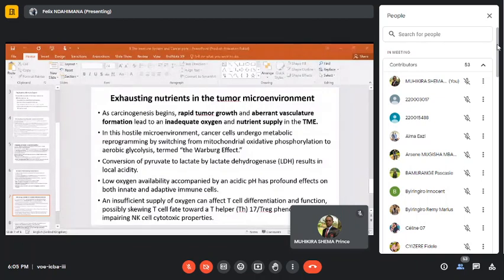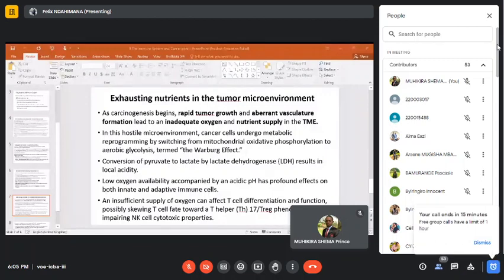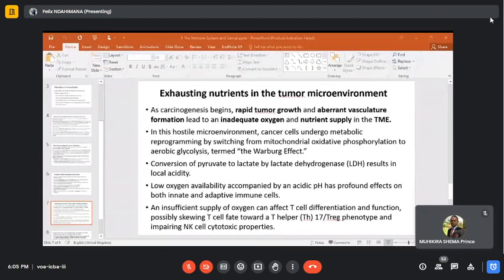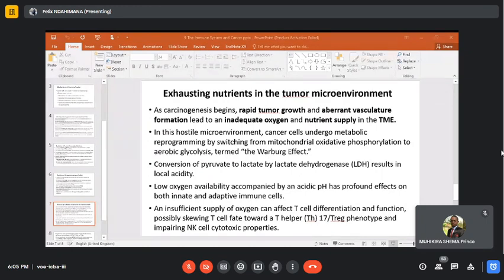So an insufficient supply of oxygen can affect T cell differentiation and function, possibly skewing T cells toward a T helper, regulatory phenotype, and impairing natural killer cytotoxic properties. So this is self-explanatory, and it's understandable. If there's no oxygen, there are chances that more of these cells are going to skew toward the regulatory cells, which are immunosuppressive.